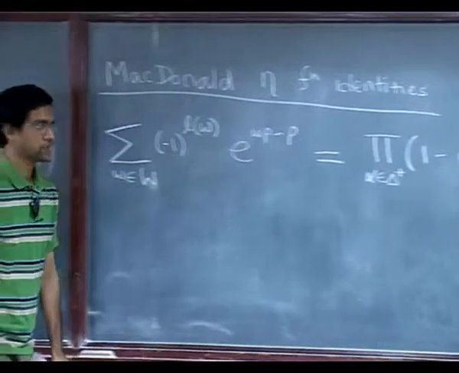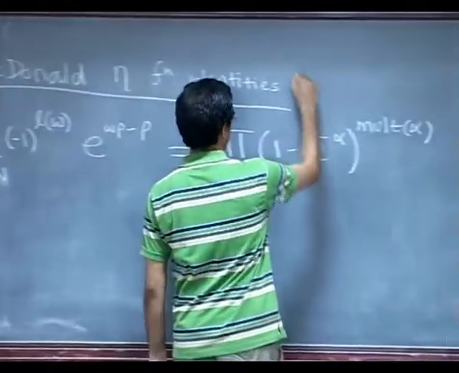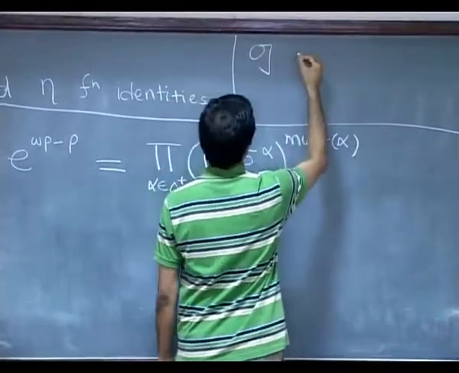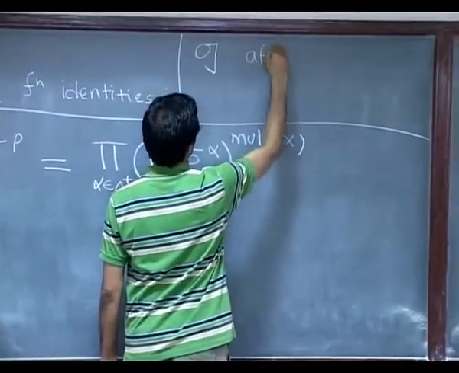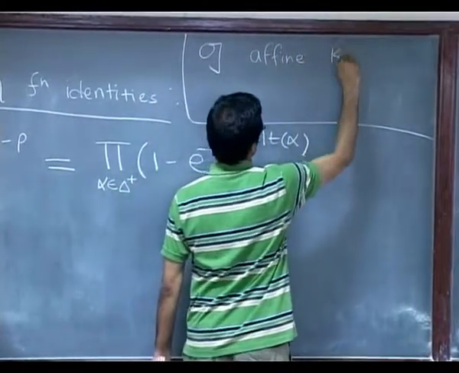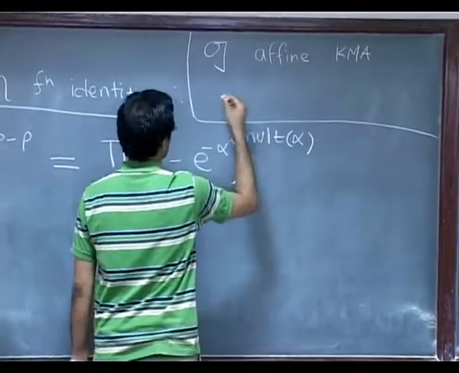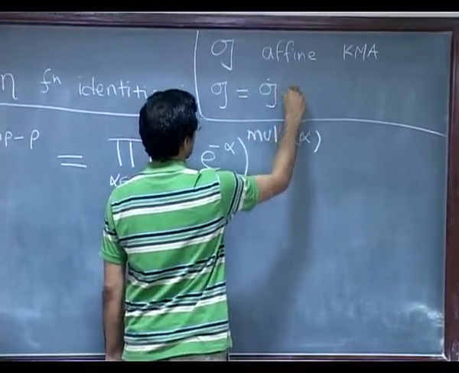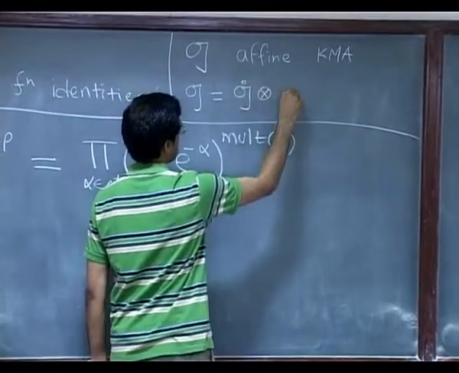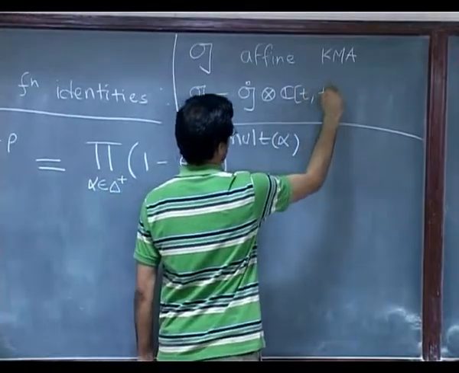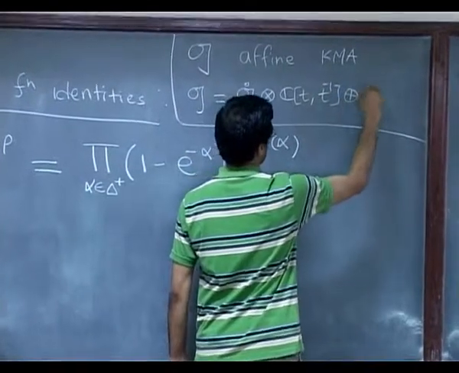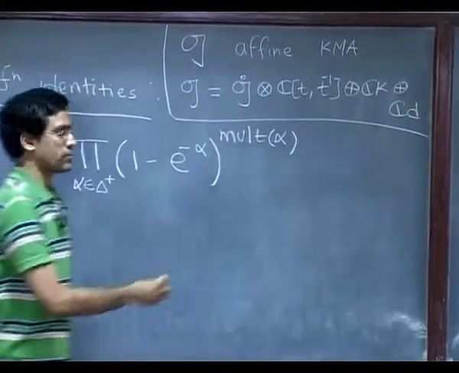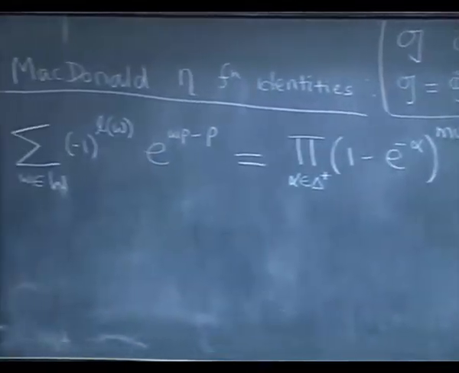Okay, and now my setting is as usual. I should say we are talking about G, an affine Kac-Moody algebra, which has, as usual, an underlying finite dimensional simple Lie algebra G dot or G naught. And this is the denominator identity for this affine Lie algebra.